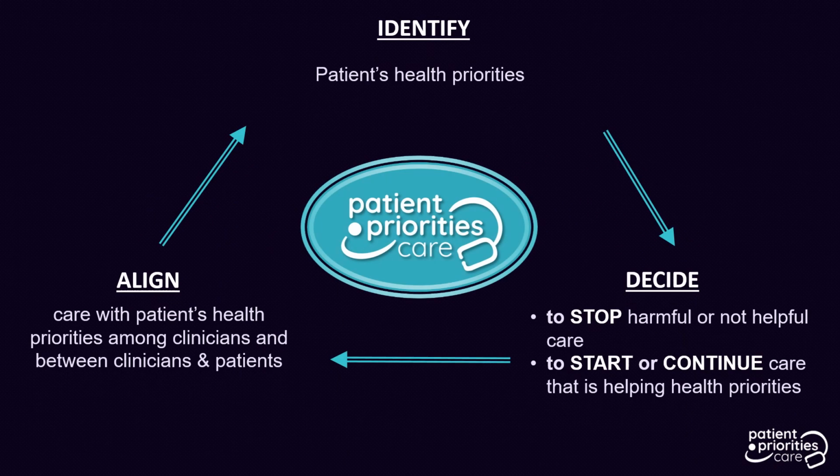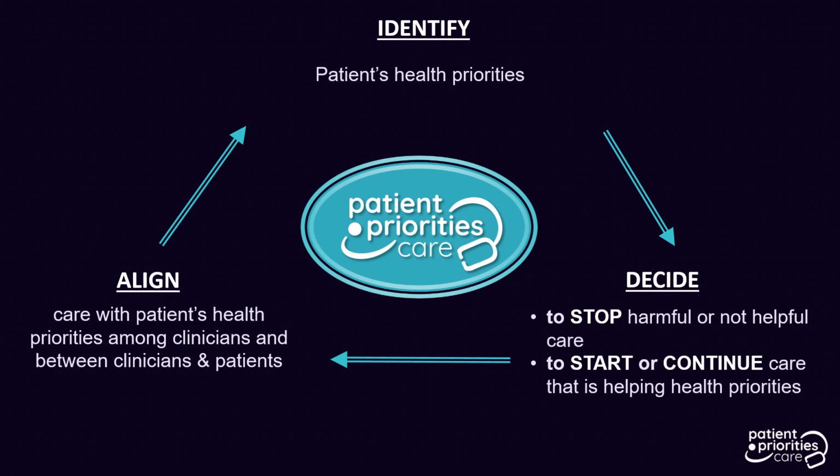There are 3 steps to Patient Priorities Care: identify, decide, and align. These steps involve everyone: the patient, their caregivers, clinicians, and the entire healthcare team. Patient Priorities Care begins with helping patients identify their health priorities. By health priorities, we mean the patient's health outcome goals and care preferences.